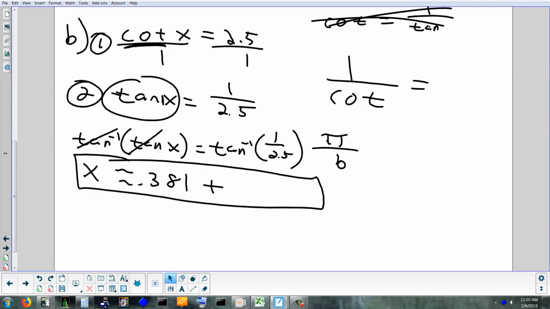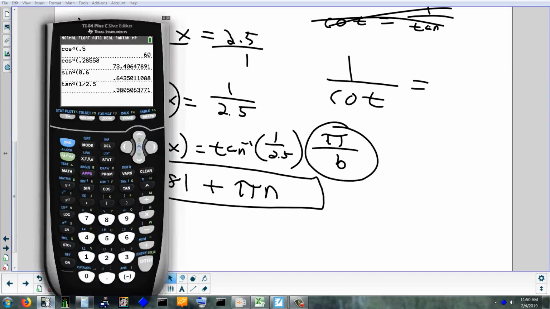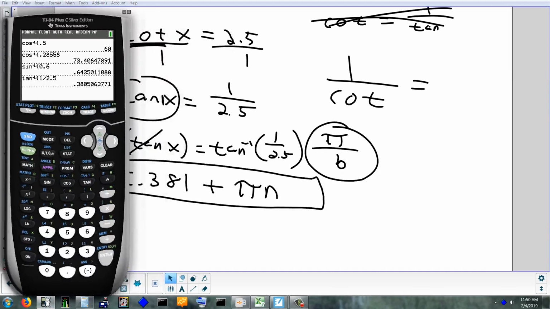And how often does that answer repeat? Every pi. Right? Every pi units. So this one had a period of pi, so it's not 2 pi, it's 4 pi. Let's calculate the intersect and see if we get 0.381. So enter 0.381. So by taking the inverse tangent, we did get the correct answer.